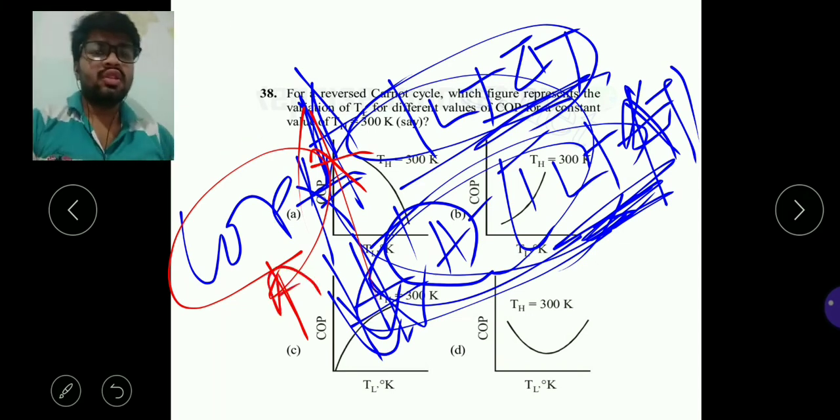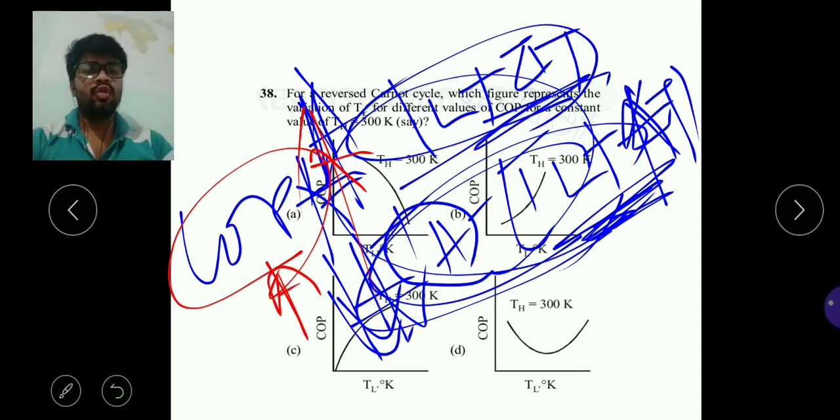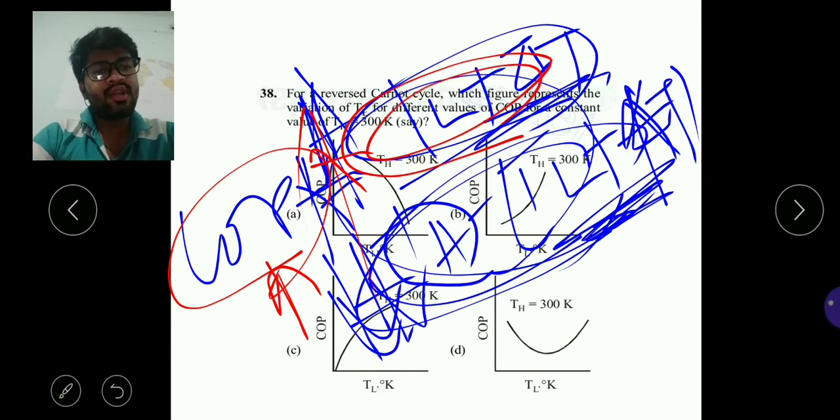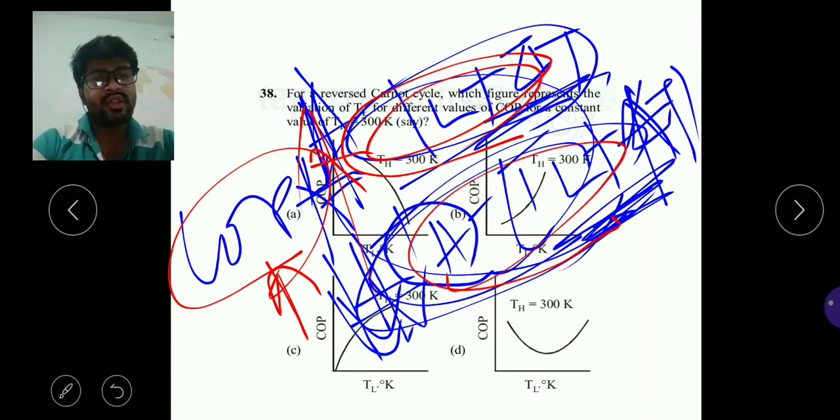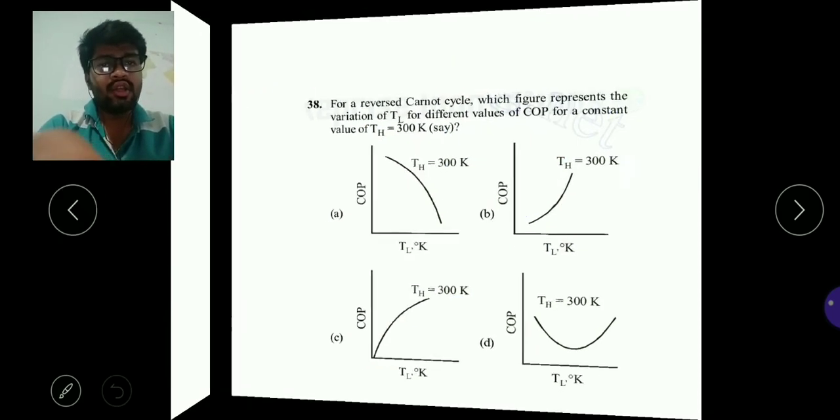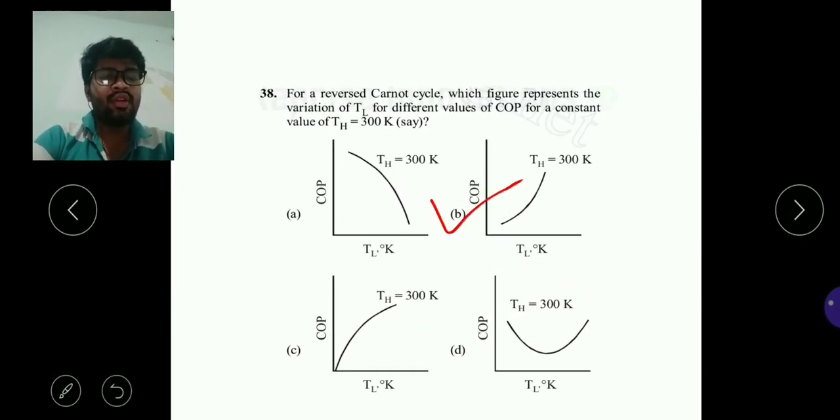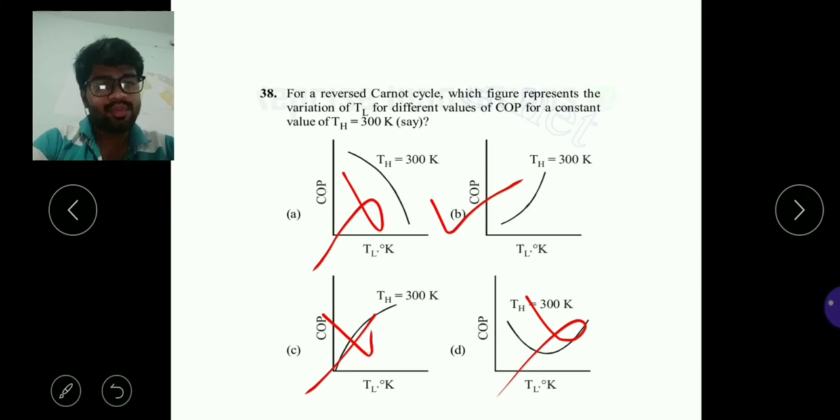So obviously we can say COP will increase. This much we know, that if we increase the lower temperature, then the COP of the Carnot cycle will increase. Another thing, it is not increasing linearly, because this part is increasing and this part is decreasing, so we cannot say how much it is increasing. So it is increasing non-linearly, and the non-linear graph is given in option B. So option B will be the correct one.